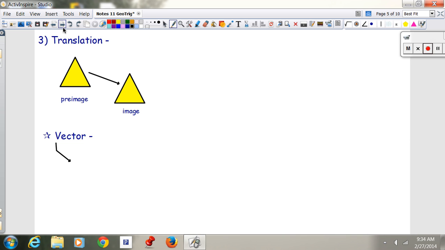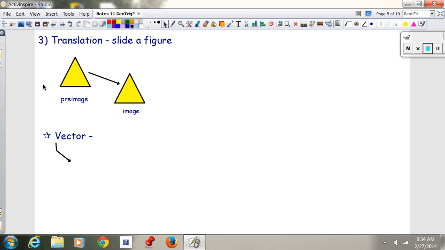All right. The third one is called a translation. Remember, we had three isometries, three of them that keep the size the same. One of them was a reflection. The second was a rotation. The third is called a translation. That's where you slide a figure from one place to another.